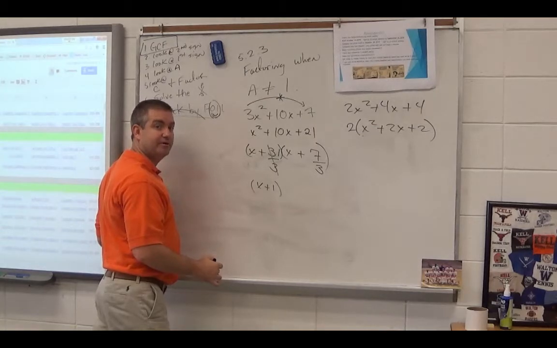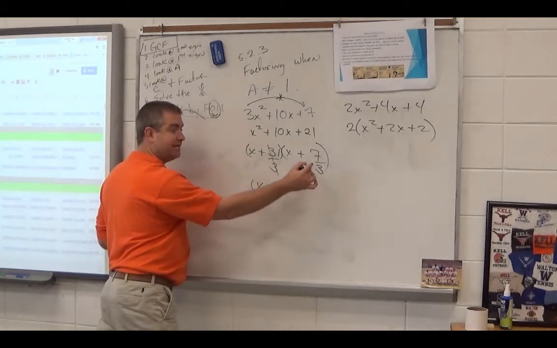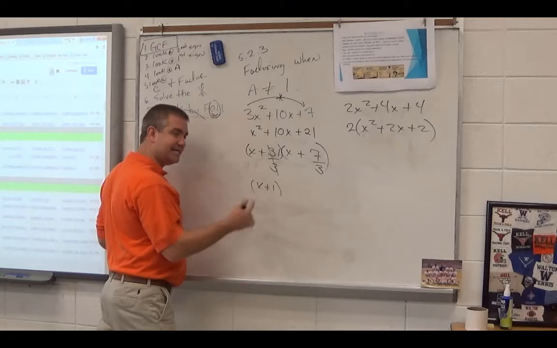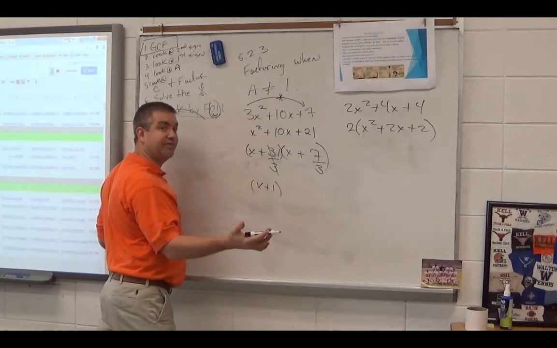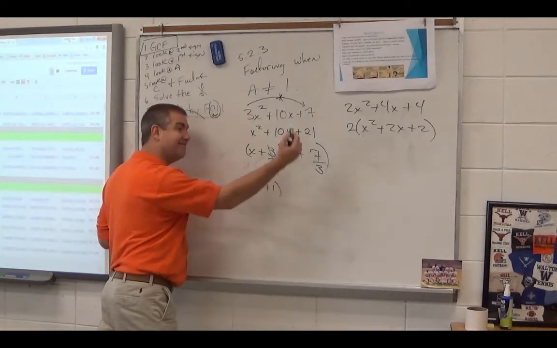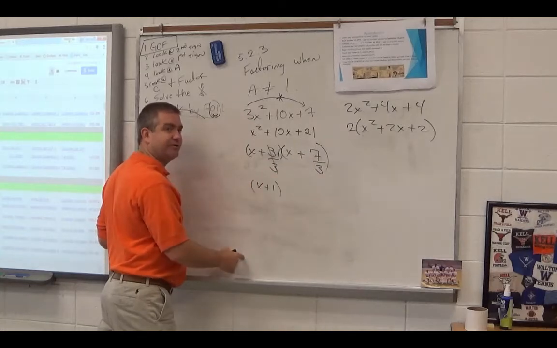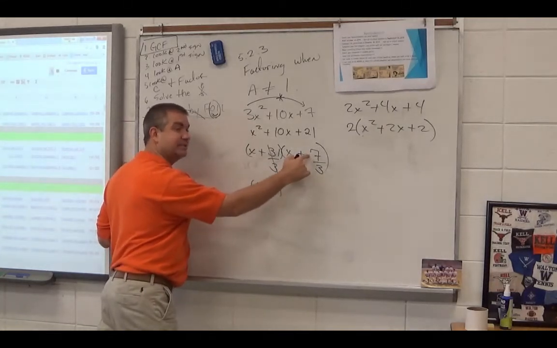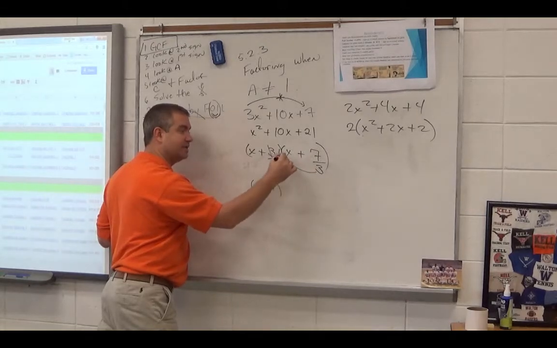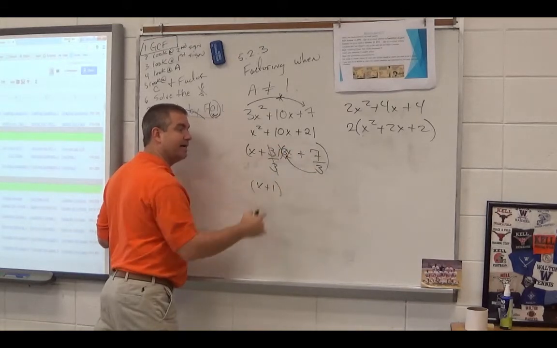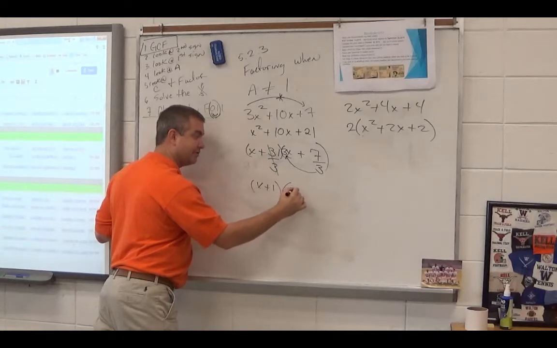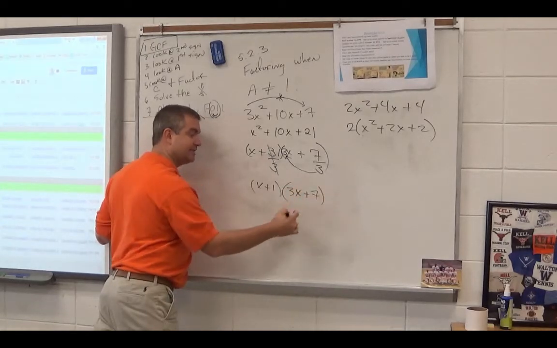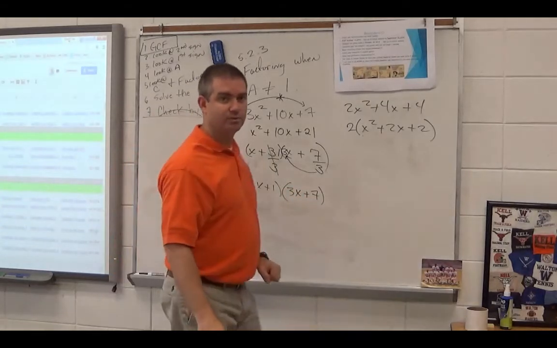Keep your eyes up here. Does 3 go into 7 evenly? Yes, I know it divides. You get 2 and a third. But does it go in evenly? Is 7 a multiple of 3? No, it's not. So 3 does not go into 7 evenly, so watch what happens. I simply take it and I write it right there. And my answer is 3x plus 7 times x plus 1.